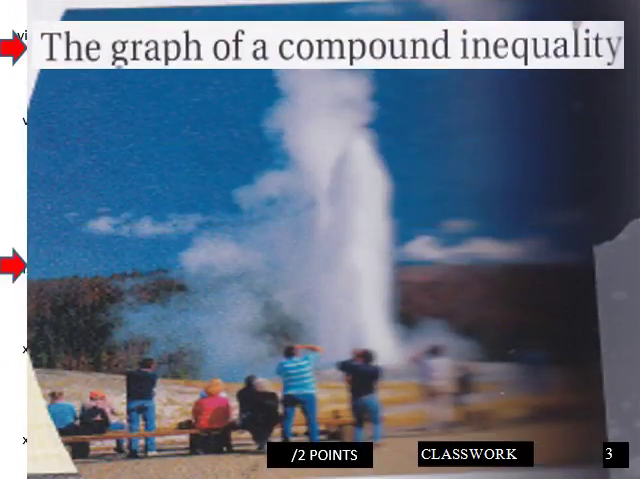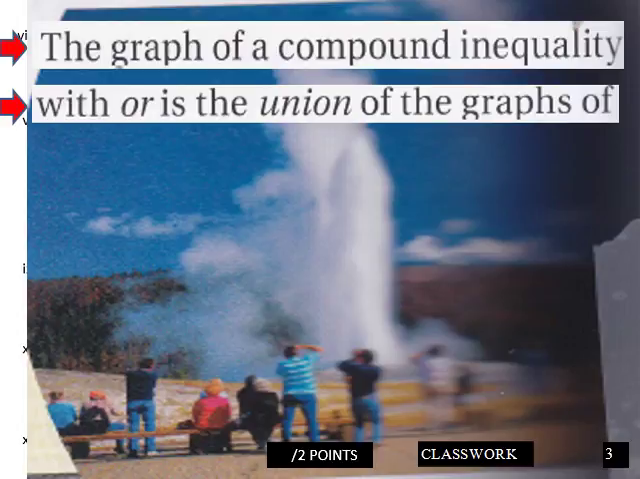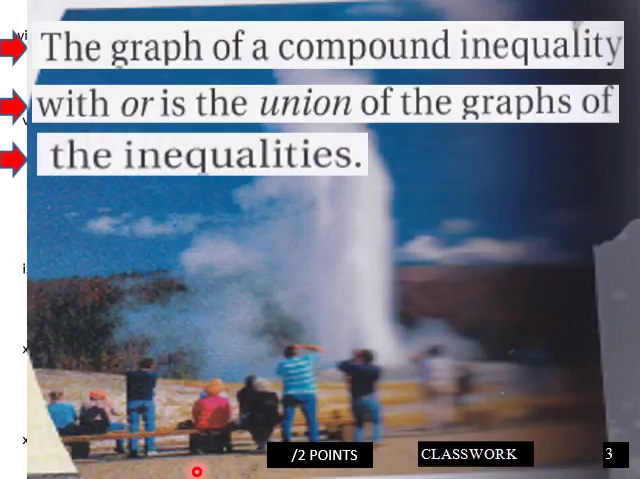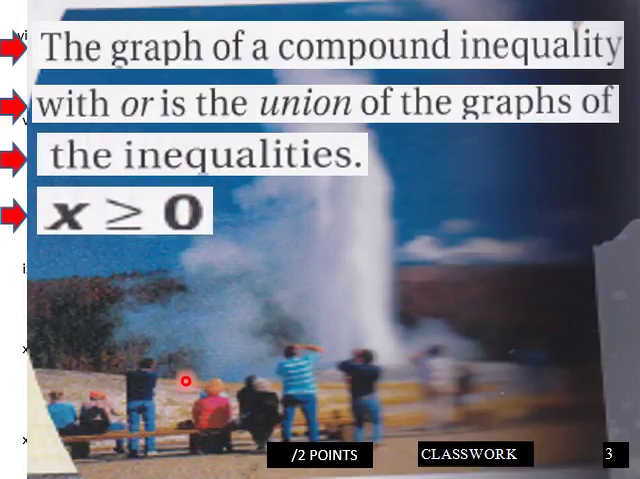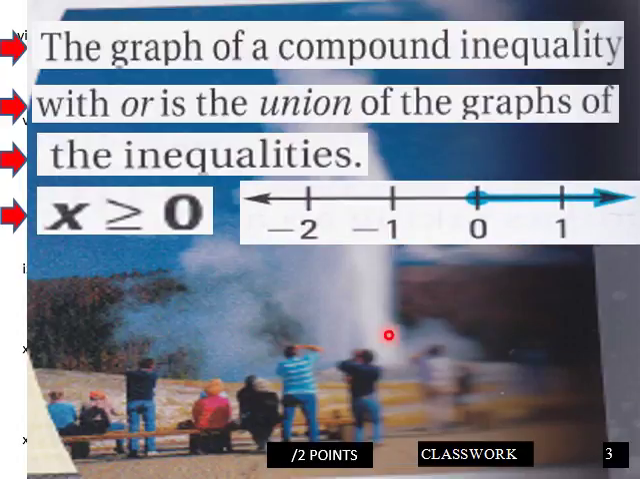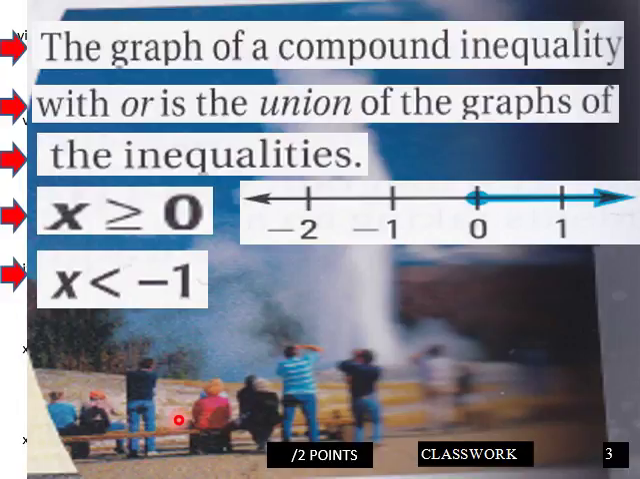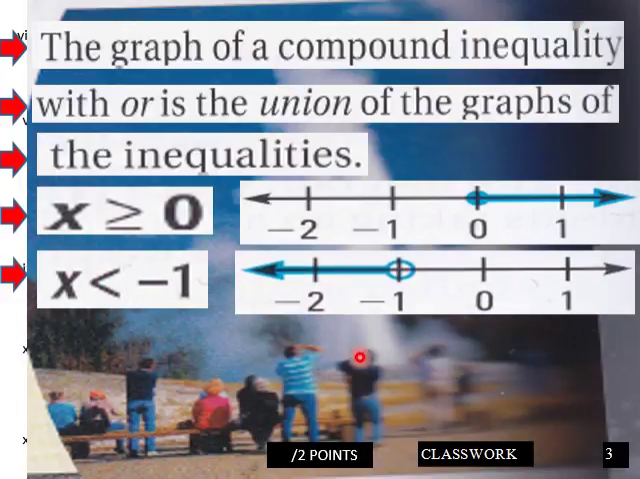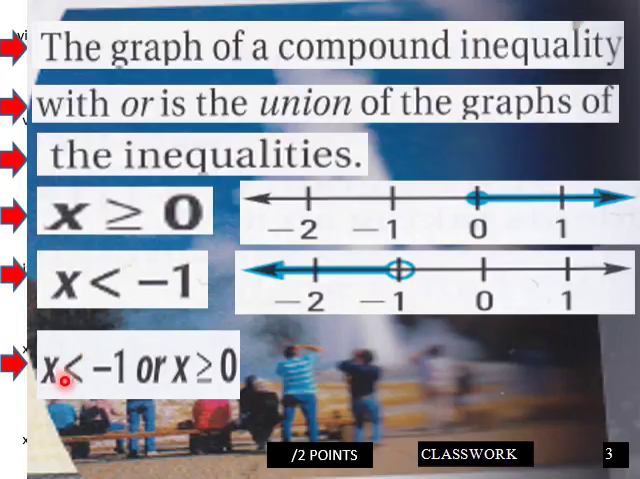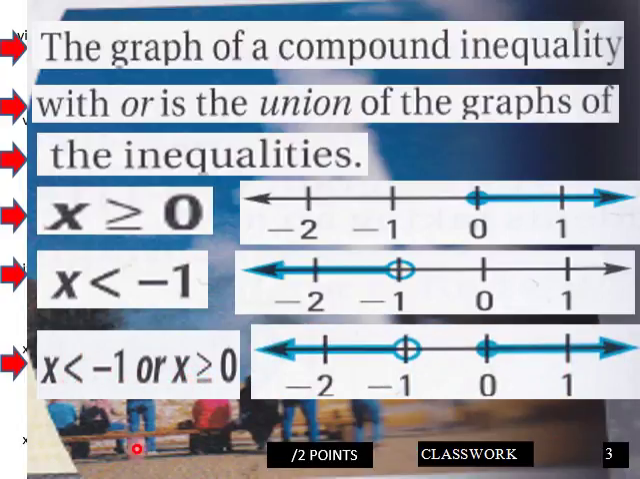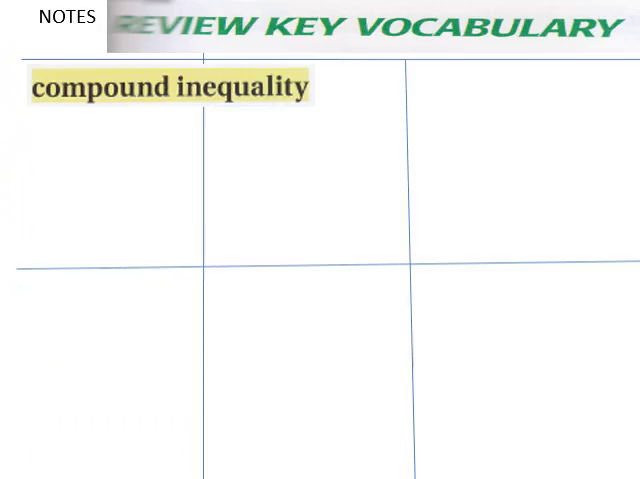Okay, the graph of a compound inequality with or is the union of the graphs of the inequalities. We have x greater than or equal to 0, and then x is less than negative 1. X less than negative 1 or x greater than or equal to 0 would be this plot right here. So we have a gap here that's not part of either one of these inequalities.